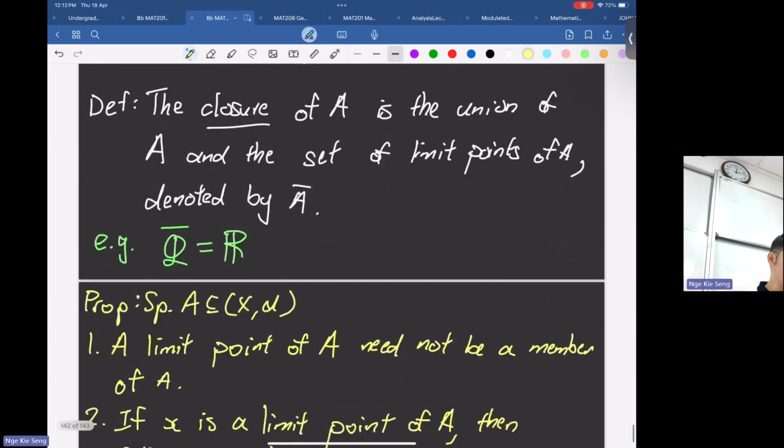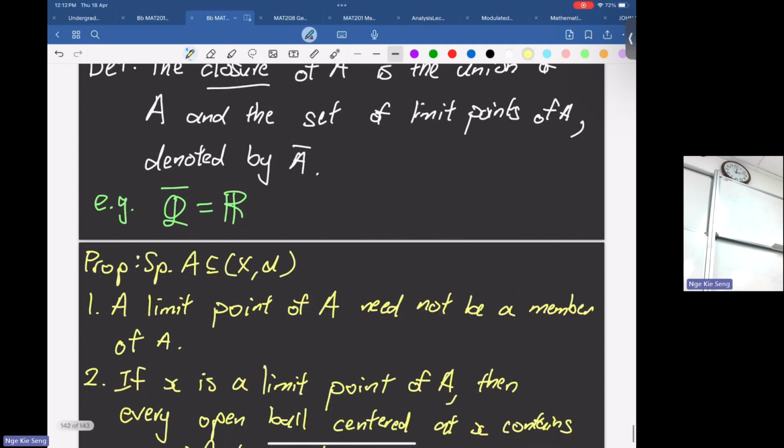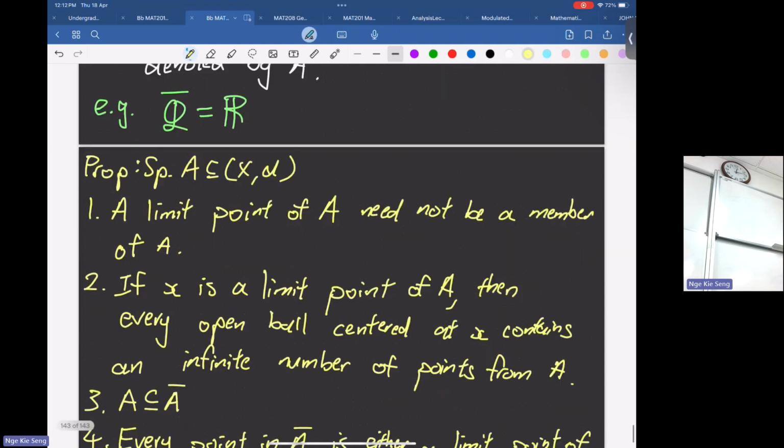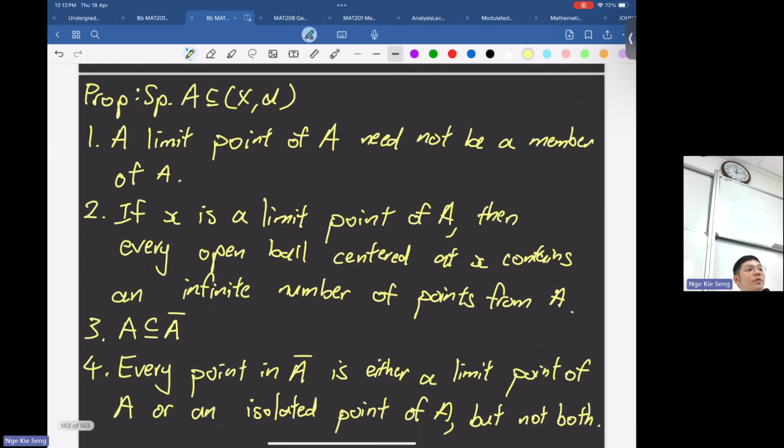So what is A bar again? A bar is the union of A and the set of limit points. A and its limit points. A prototype of this, you should think of the real numbers. So either points in A, or points that are limit points. If you are a limit point, then you satisfy the first property, a limit point of A. But the claim says if you are not a limit point, then you are an isolated point.